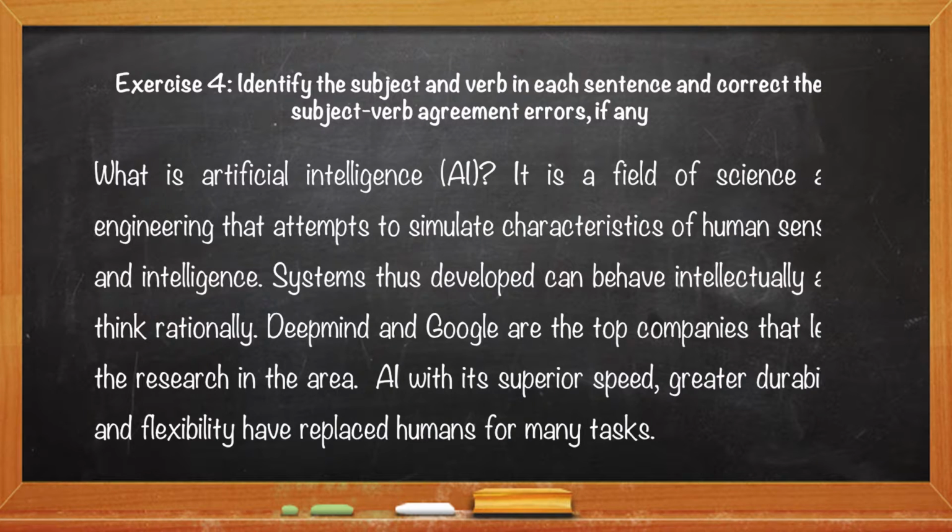Now, this is an exercise for you. Identify the subject and verb in each sentence and correct the subject verb agreement errors if any. What is artificial intelligence? It is a field of science and engineering that attempts to simulate characteristics of human senses and intelligence. Systems thus developed can behave intellectually and think rationally. DeepMind and Google are the top companies that lead the research in the area. AI, with its superior speed, great durability and flexibility, have replaced humans for many tasks. Now, you have to identify the subject and verb in each sentence and correct the errors if any.